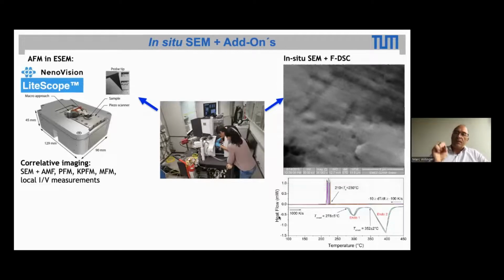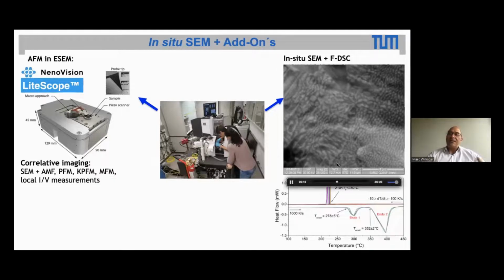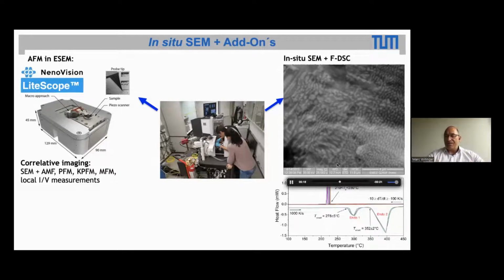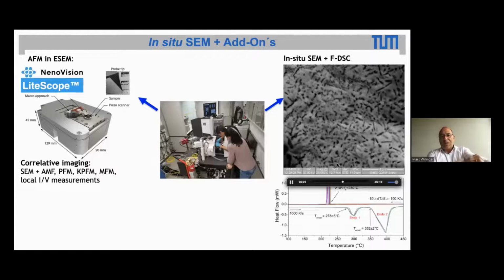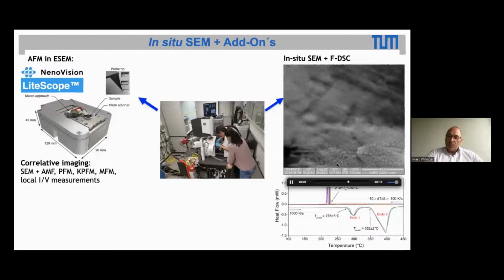And then when we cool down, we see how the structure freezes again. And that is a new combination that is quite powerful. And again, the two correlative methods profit from each other.